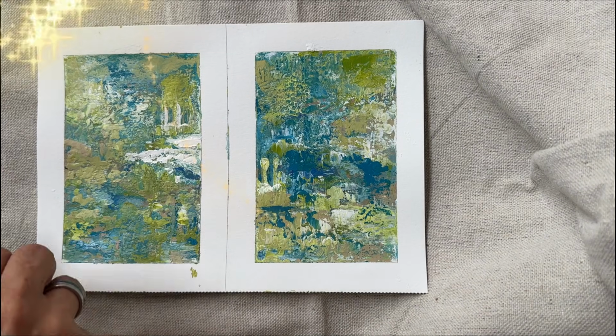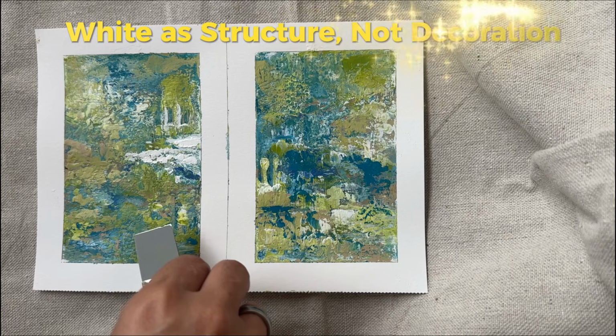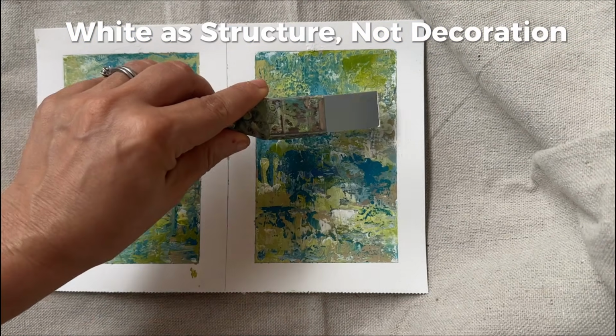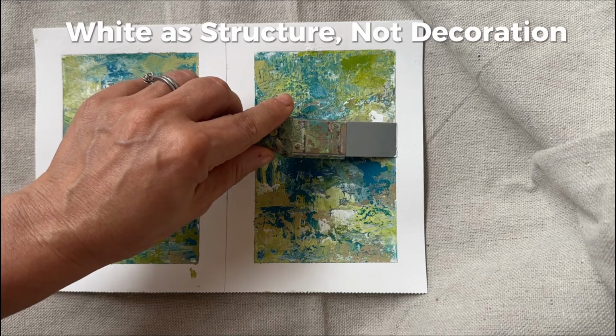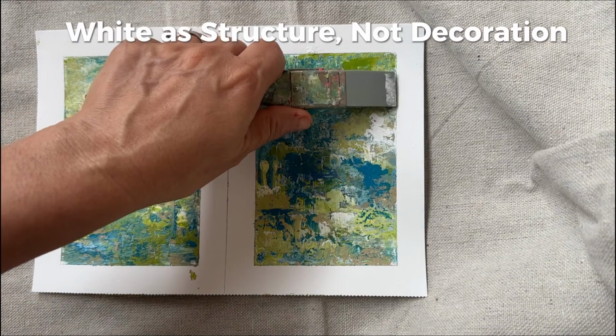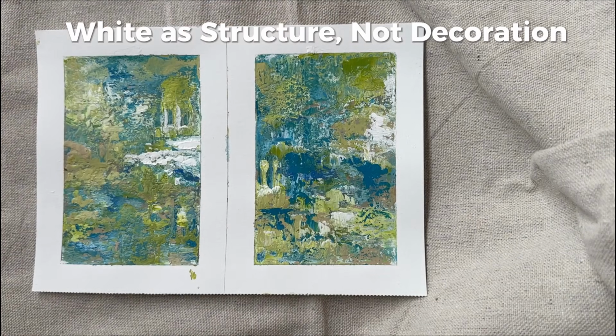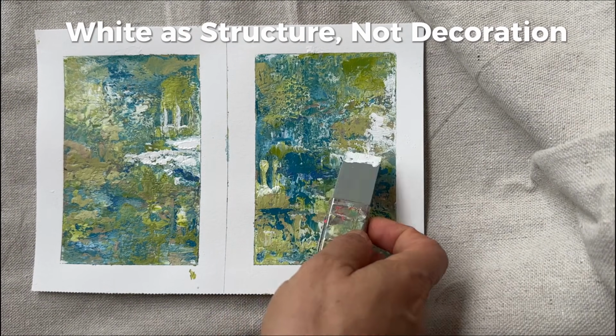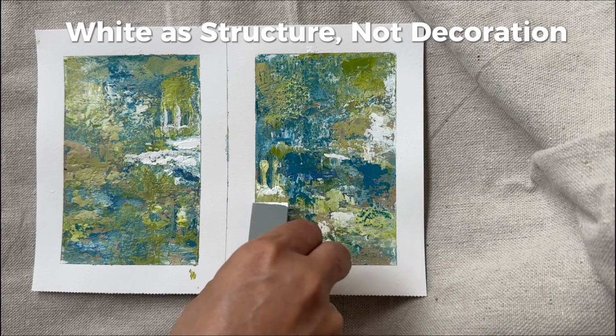Now white returns more clearly, but again, it's not decorative white, it's structural. These lighter marks break dense areas, guide the eye, and create rhythm. White is doing the work black is often expected to do: defining forms, separating planes, and creating clarity.